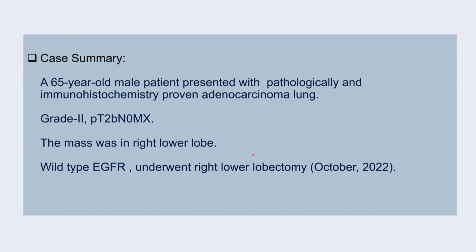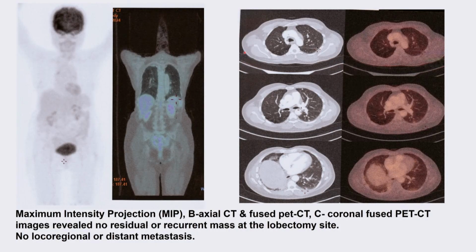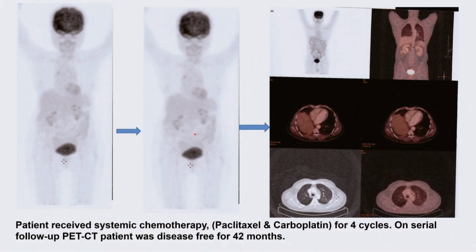Another 65-year-old male patient presented with pathologically and immunohistochemistry proven adenocarcinoma. The mass was in the right lower lobe, with wild-type EGFR, and this patient underwent right lower lobectomy in October 2022. And this patient showed no local recurrence or distant metastasis. In follow-up, the patient showed no distant metastasis and no locoregional recurrence. The patient was disease-free for 42 months.